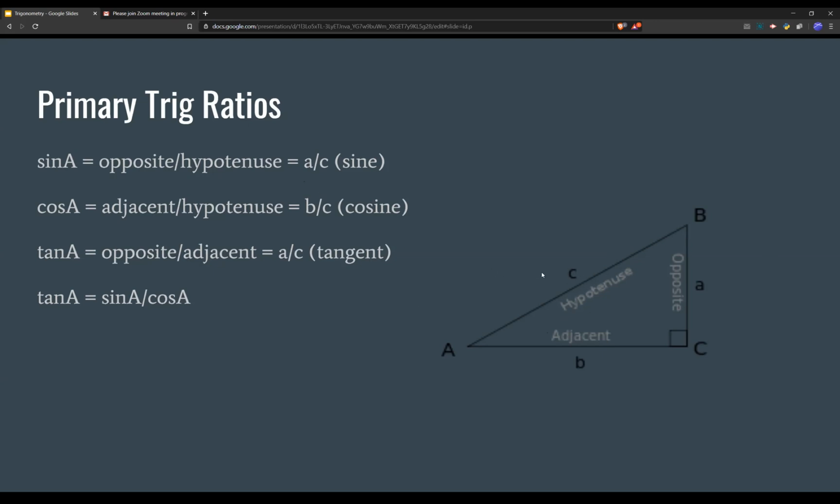Yeah, so we're going to actually name these sides by the lowercase letters. So this side is A, this side is B, and then this side is C. Okay, and now we'll look at the trig ratios.